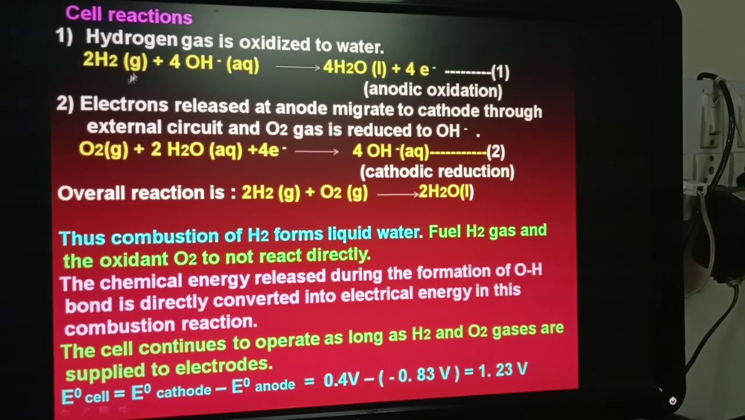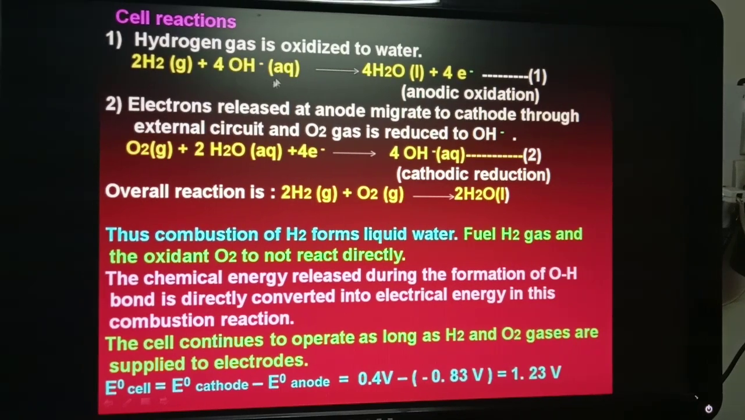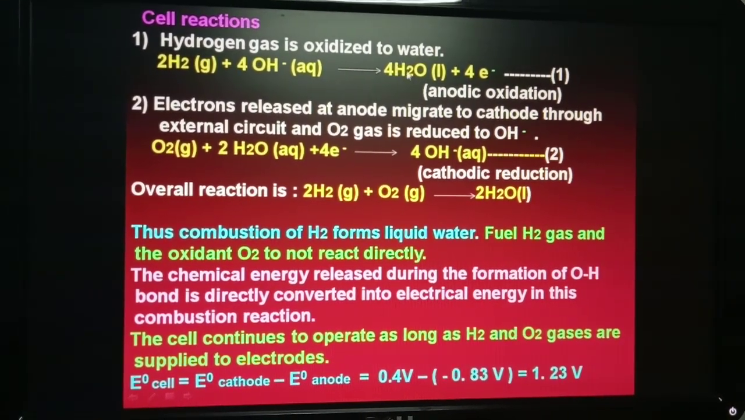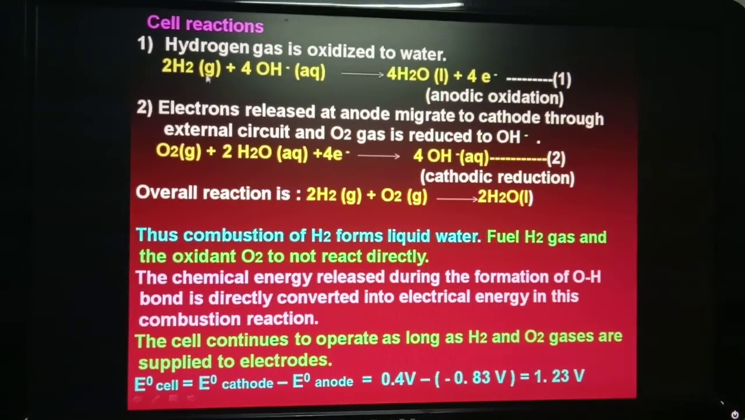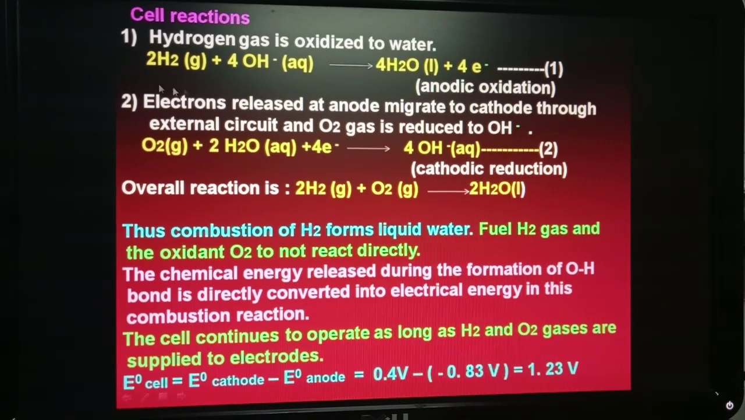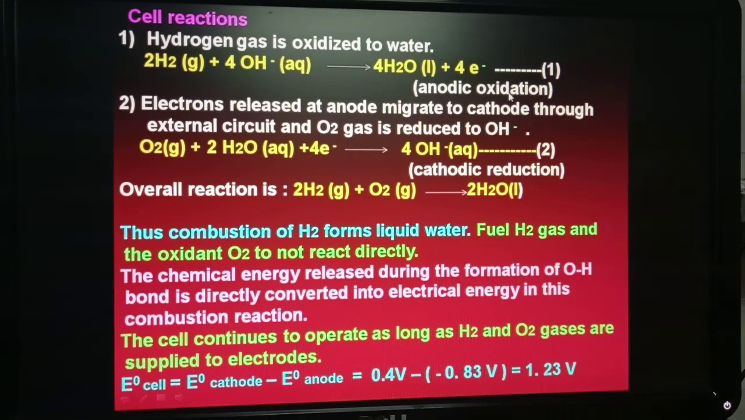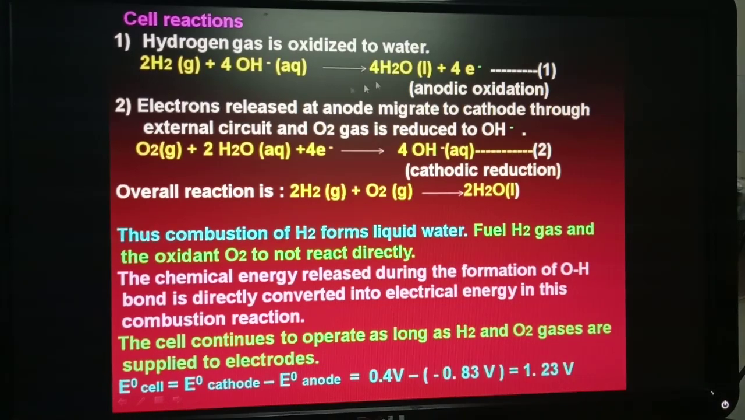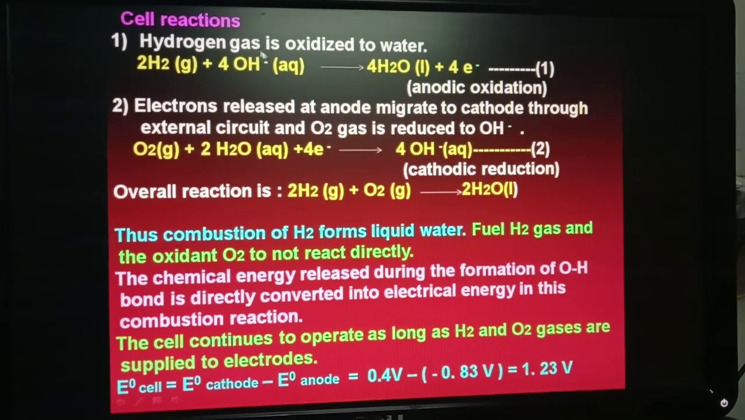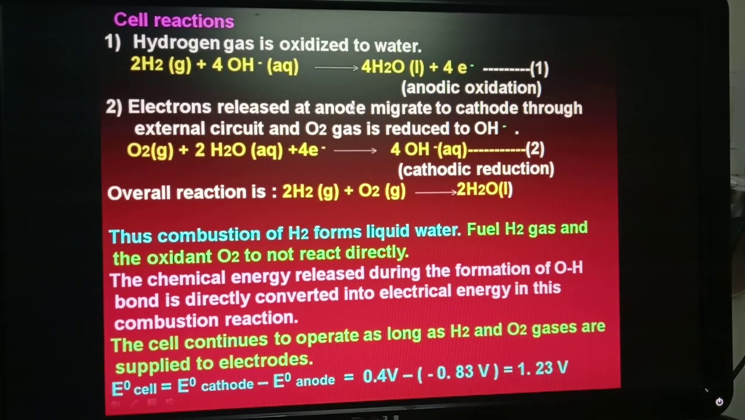Hydrogen gas, 2 H2 gas, combined with 4 hydroxyl ions to give 4 H2O liquid plus 4 electrons. That means hydrogen gas gets oxidized at the anode. It forms water after its combination with hydroxyl ions of the electrolyte. Again, electrons that are released at anode migrate to the cathode.